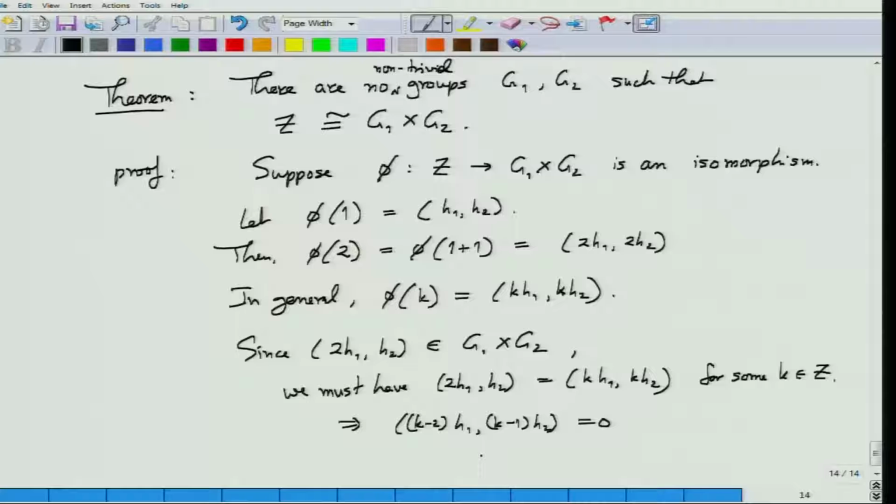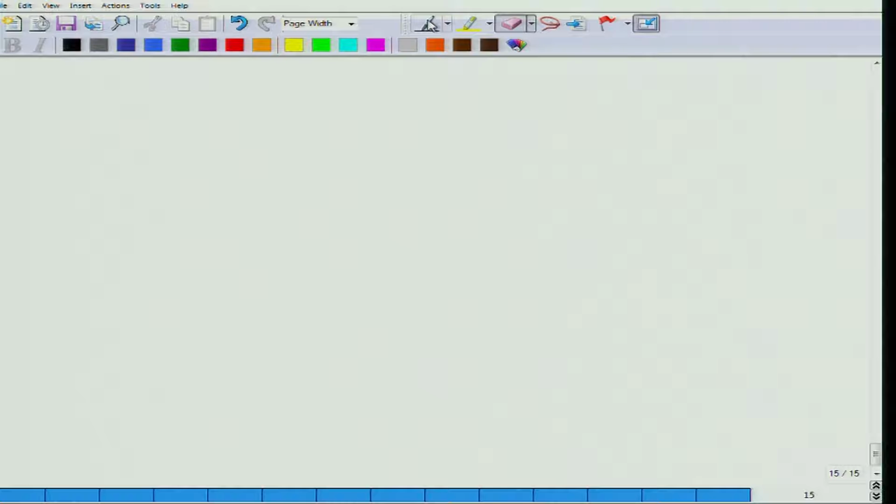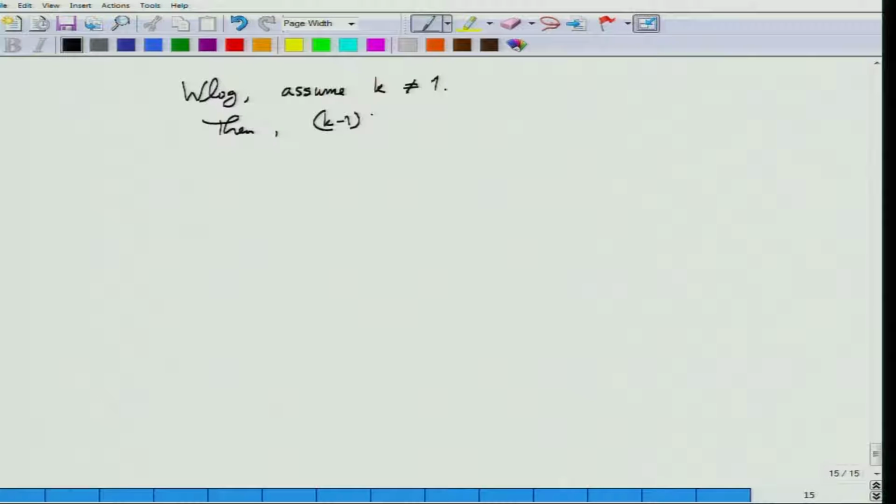Is that possible? That will make both G1 and G2 finite, unless k itself was, well, so the first thing is k can be either 1 or 2, it cannot be simultaneously both. So, it can only make one of the two components 0, and then it would mean that others. So, assume without loss of generality, assume k is not equal to 1, then k minus 1 H2 is 0. This implies that the element H2 is very special. You add H2 to itself a few times, you get 0.